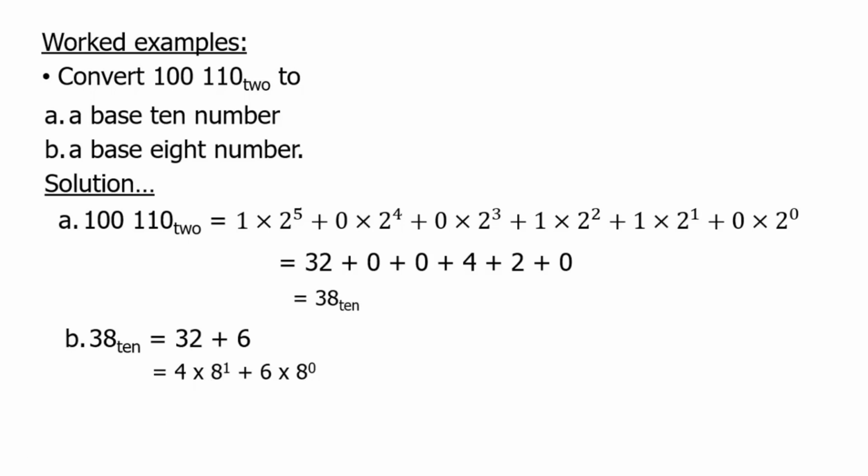Because 8 raised to power 1 is 8 times 4, and that's 32. And 8 raised to power 0 is 1, times 6 is 6. Now, you may be wondering, why do we have the value 8 here? The value 8 here, do not forget, is what we're converting to. Okay? We're converting to what?